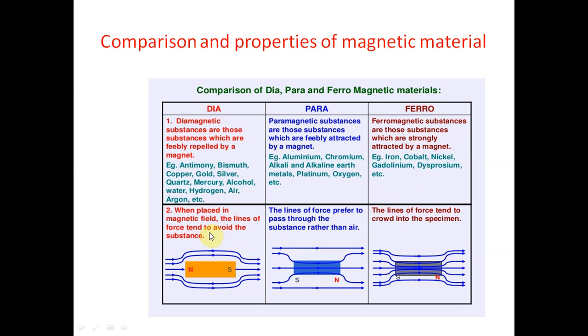When a diamagnetic material is placed in external magnetic field lines, the magnetic field lines do not prefer to pass through the diamagnetic material. They bend, they try to pass away from the material. And in case of paramagnetic material, the magnetic lines of force prefer to pass through the paramagnetic material. And in case of ferromagnetic material, most of the magnetic field lines prefer to pass through the ferromagnetic material.